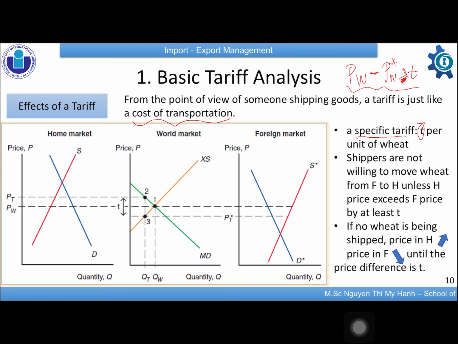So if no wheat is being shipped, the price in home country, PW, will increase, and W star, the price of wheat in foreign country, will decrease until the price difference is equal to T. Okay, so in the case we don't consider our tariff T earlier, the price in home country will increase and the price in foreign country will decrease until they equal each other. But here they change until the price difference between them is equal to T.